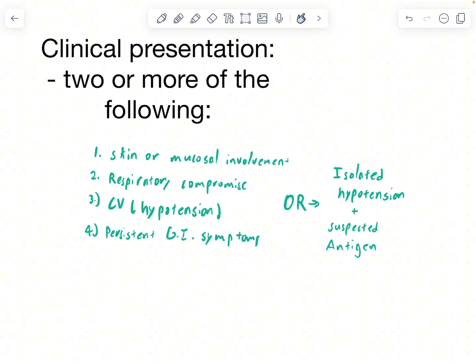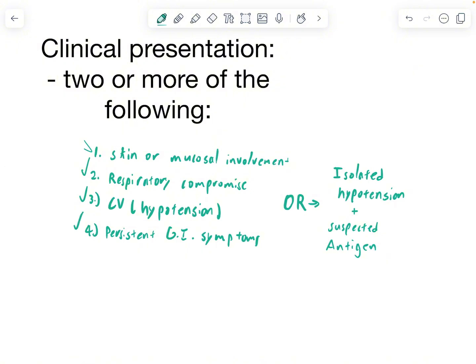There we have it. I hope you can read my handwriting, but that's going to be kind of walking through the list here. It's going to be skin or mucosal involvement, generally going to be swelling, generally pretty diffuse, respiratory compromise. You'll see that either clinically the patient struggling to breathe, or you may see them being hypoxic on O2 sats. This is the big one here. Obviously for cardiovascular, it's going to be hypotension, so systolic blood pressure less than 90, diastolic less than 60.